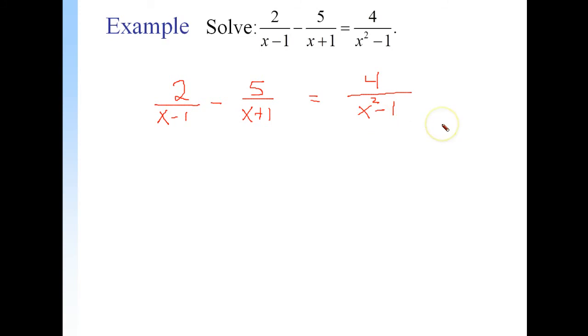Okay, we've rewritten this, and some of our old friends are coming back here. We see this is the difference of perfect squares, and these, interestingly, are their conjugates. So our common denominator will be this. Now, another way to do this sometimes is to do it like this.